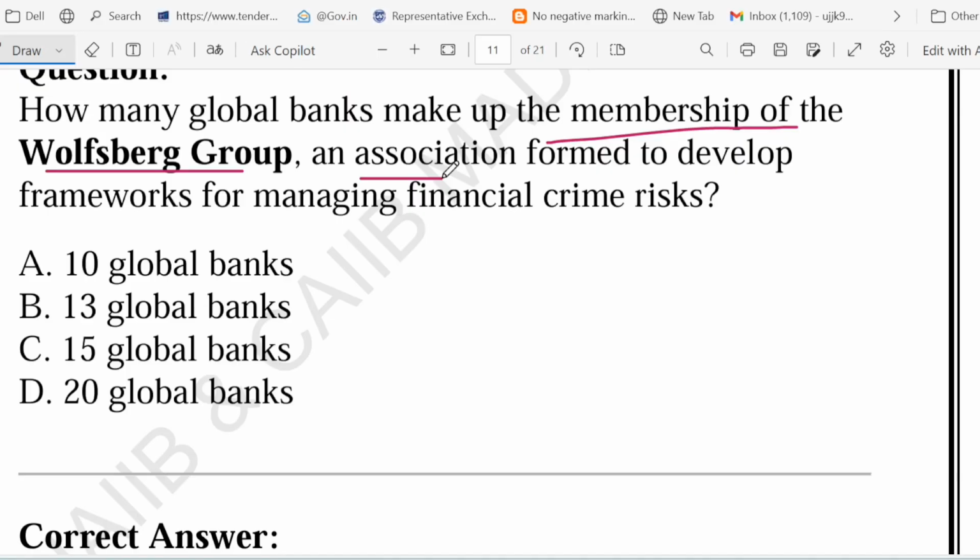Let's understand each option carefully. First of all, option A. Option A says 10 global banks. This option looks close, but it is not correct. The group is slightly bigger, not 10. What is option B? Option B says 13 global banks. So this is the correct answer.